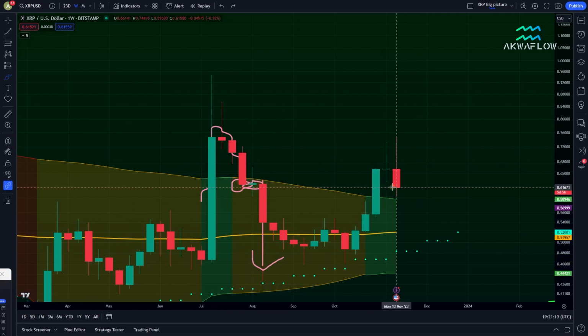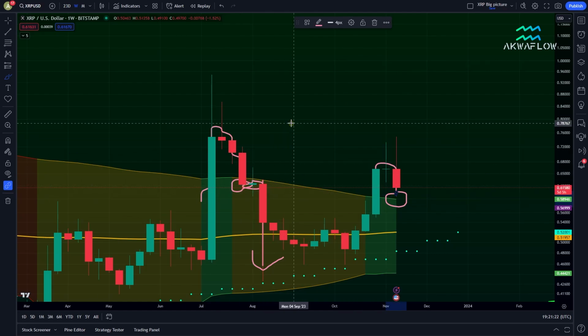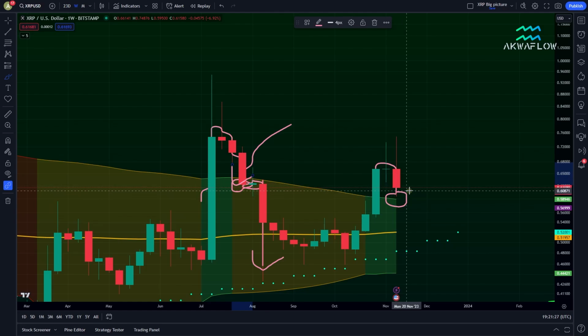This is the reason why XRP needed to go back to retest the bull bear band as a support. As we had this failure, now we need to confirm that we are ready to go up by validating this as a support. It's very simple.